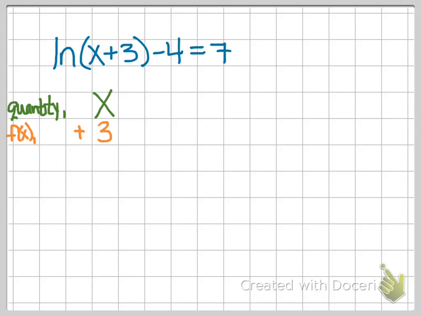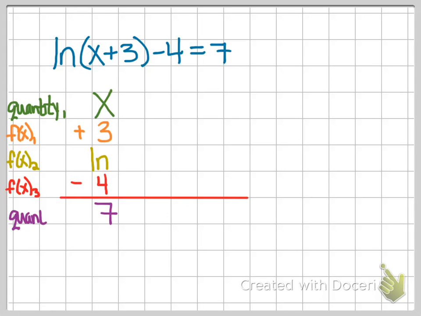And then after being increased by 3, the natural log is being applied to it. So the second operation that's happening is the natural log. After being increased by 3 and then the natural log being applied to it, 4 positives are being taken away. So that's the third operation. And it's all being compared to and related to the last value of 7.